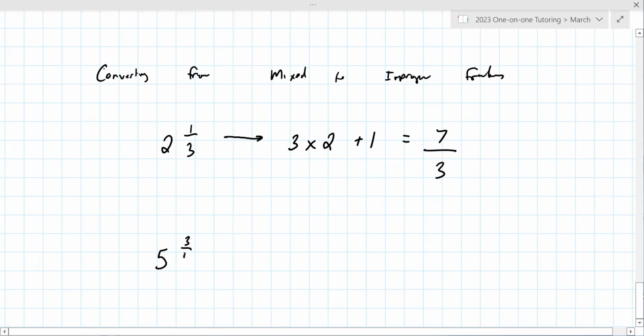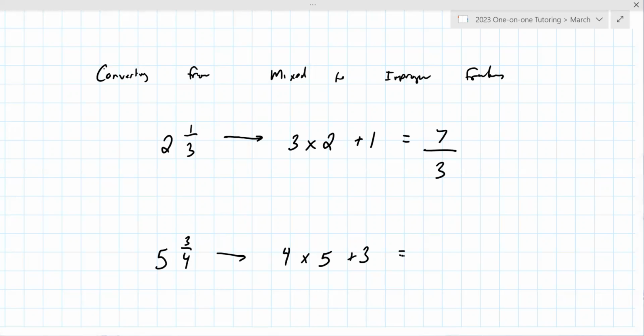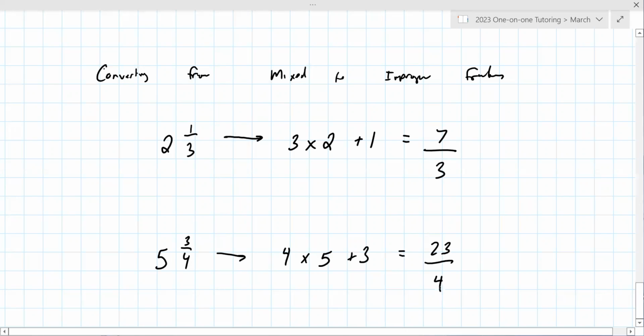So let's do another one. 5 and 3/4. You take the 4. The 4 is on the bottom here. You multiply it by the number in front, which is 5, and then you add the number on top. Can you tell me what that becomes? Yes. 23. 23, and then you divide it by the number on the bottom, which is 4.